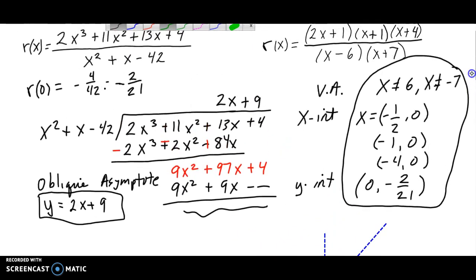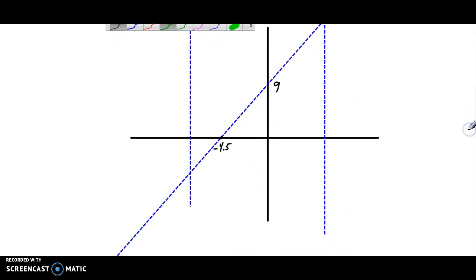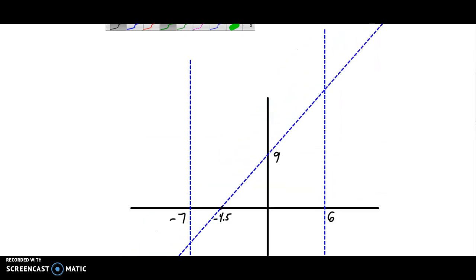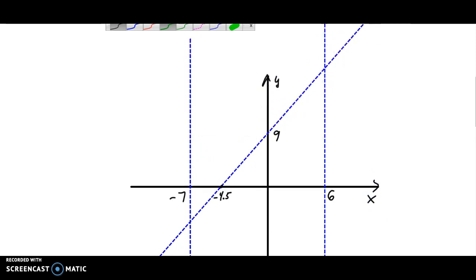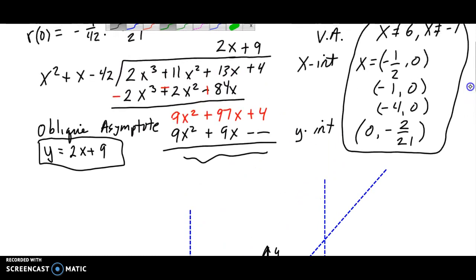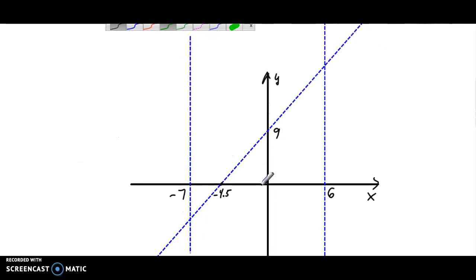The vertical asymptotes are 6 and negative 7. It's positive 6, so this is going to be positive 6. This is going to be negative 7. By the way, this is the y-axis. I should put that on here. And this is the x-axis. Always label your axes. And the x-intercepts are negative 1/2. Let's put that right there. Negative 1/2. Negative 1. Not being real careful about scale, as you can see, and 4. And then the y-intercept is, what was that, negative 2/21.